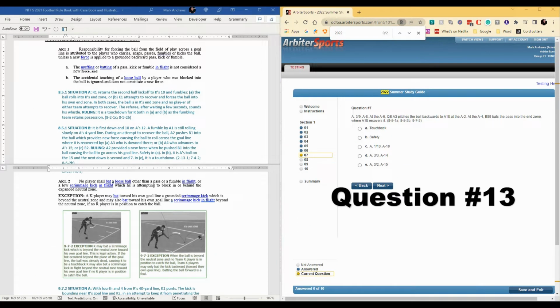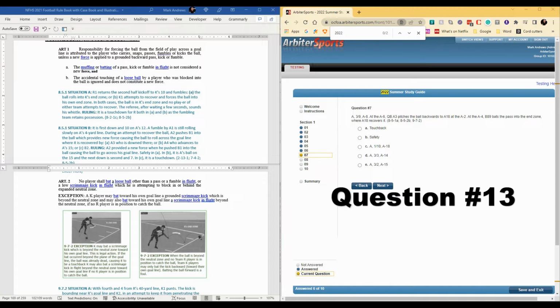Okay, question number 7. A 3rd and 9 at the A8. At the A6, quarterback A3 pitches the ball backwards to A18 at the A2. At the A4, B89, a defensive player, bats the pass into the end zone, where A18 recovers it. So, do we have a touchdown, a safety? Do we have a penalty? A foul? And if so, where is it enforced? Where does the ball end up?